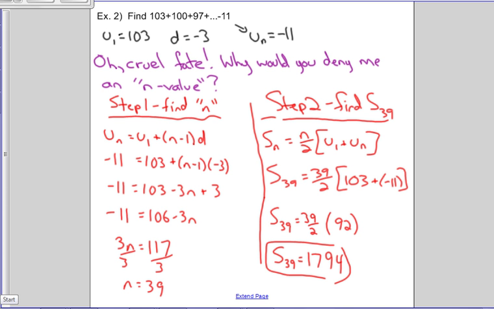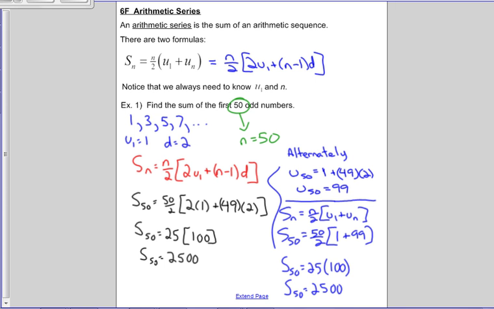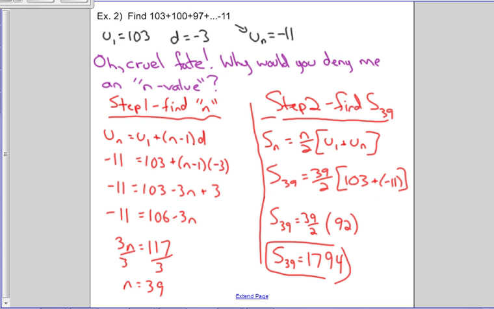We're going to finish off our arithmetic series work here. So yesterday we saw that we could find the sum of an arithmetic series with one of these two formulas that's up top here. We always needed to know u1 and n. So we'll just keep going on the handout for the notes. Example 2, we didn't have n, so we had to go ahead and find it. And we'll do a couple of other examples and then just assign a little practice.